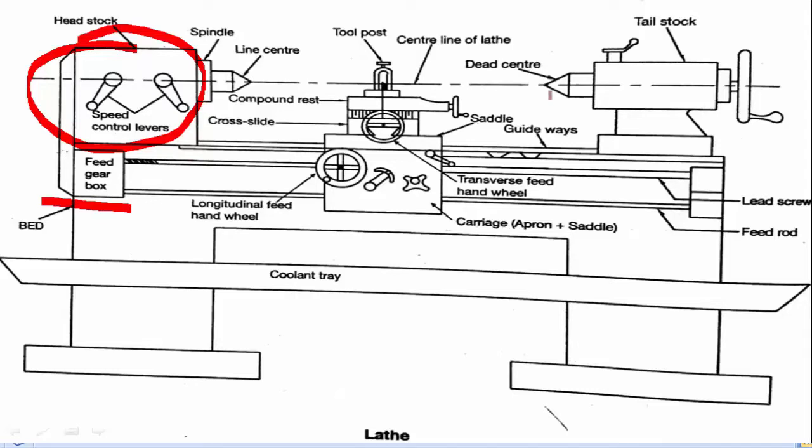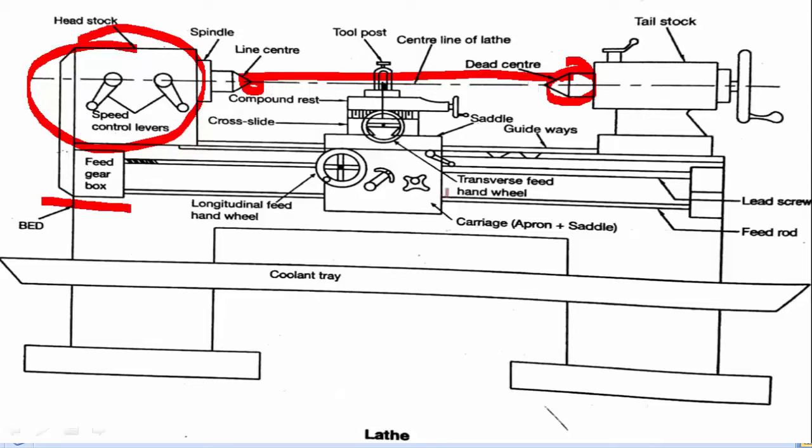And next is tailstock. When you have a very long workpiece, this tailstock will be helpful in supporting the workpiece. So the workpiece will be held over here, and if it is very long, the other end of the workpiece will be supported by the tailstock. And in some cases we can also hold the drill bit over here, and when you are going to make a hole over the workpiece, you can place the drill bit here to produce holes.